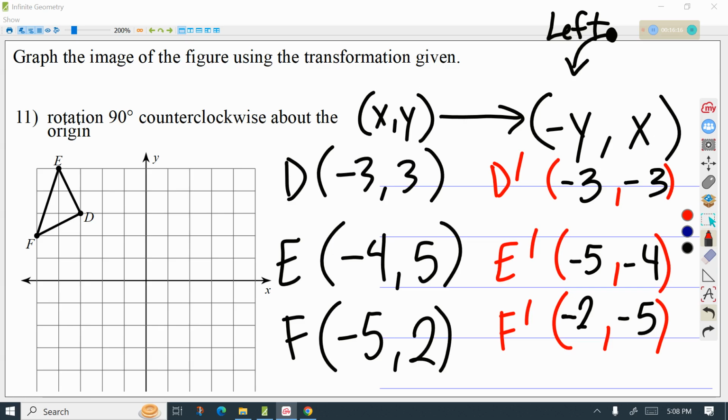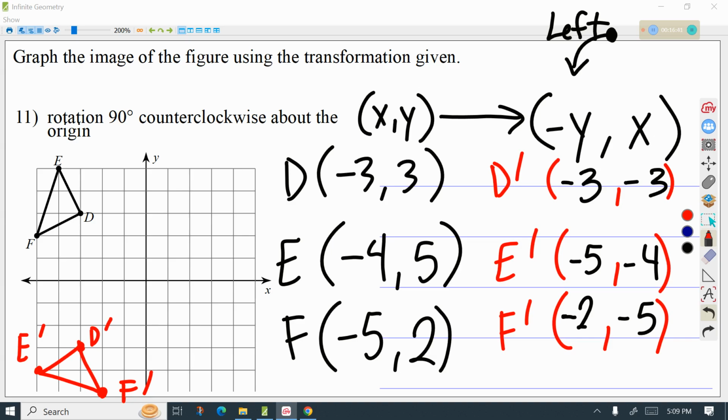Okay, so let's go drop our points. It says that D prime is left 3, down 3. So that's D prime. Okay, then it says that E prime is left 5, down 4. So that's E prime. And then it tells us that F prime is left 2, down 5. So that puts us around here. Okay, so just connect your dots and you'll have your rotation correct.